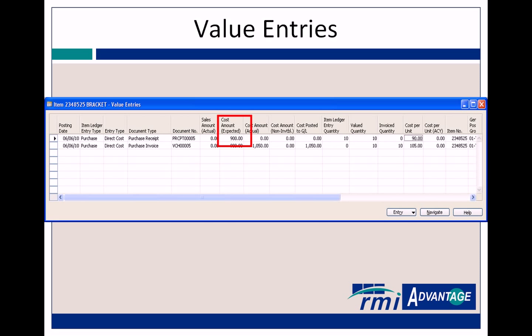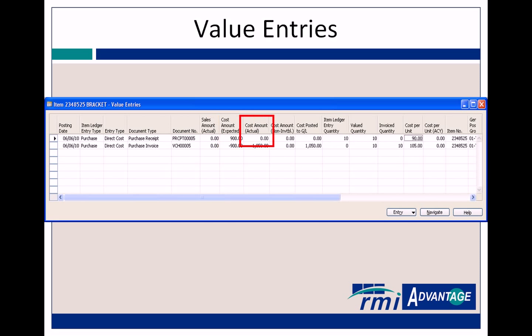In our first field, this cost amount expected, it's that $900 because we anticipated that it would cost us $90 for the 10 brackets that we were getting. And this cost amount expected is what that inventory interim account is. It's what you expect or anticipate to pay. But because you haven't received the invoice yet, it's not set in stone.